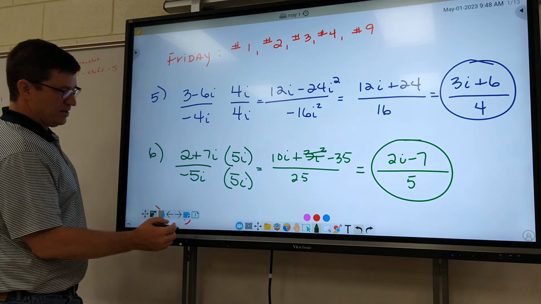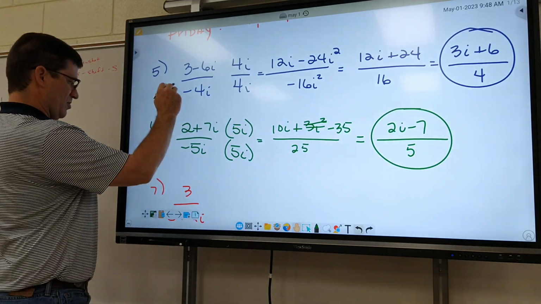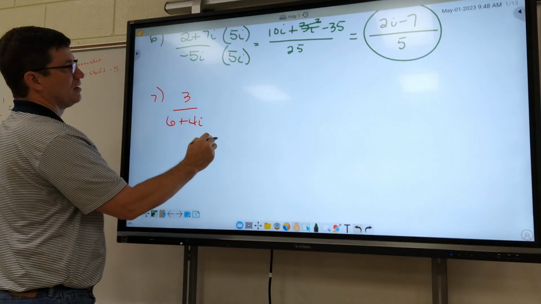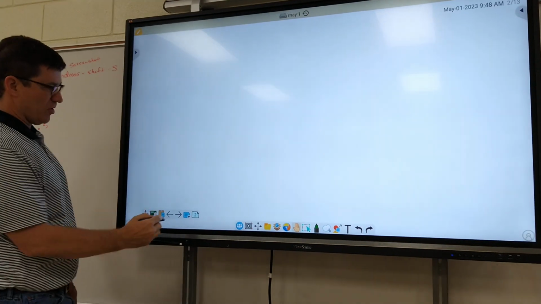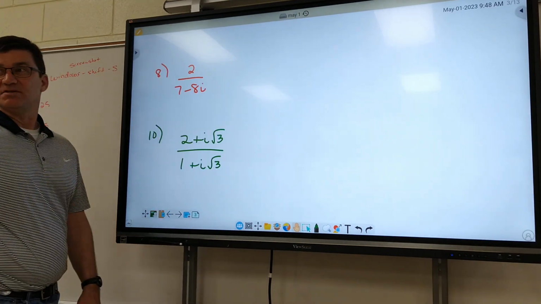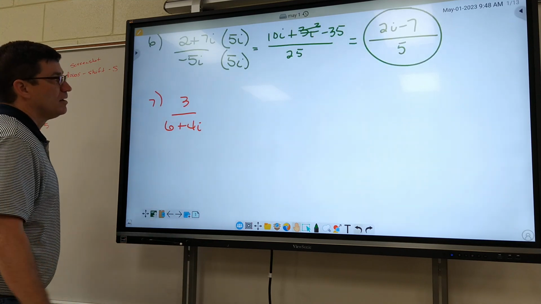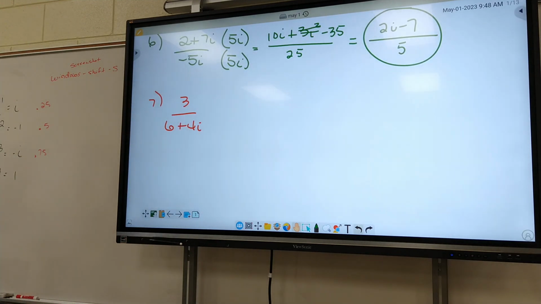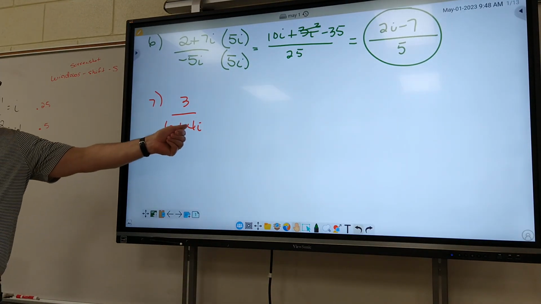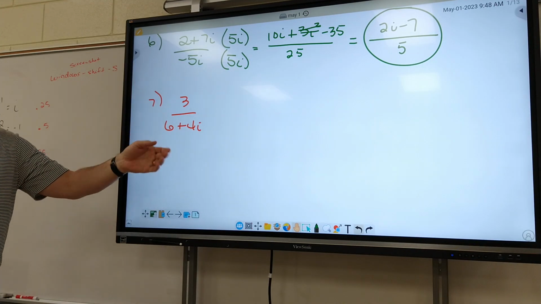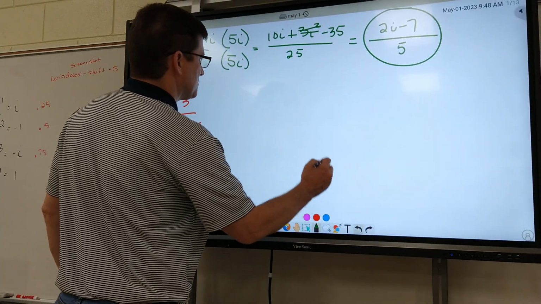Those were really easy and basic. Let's look at number 7. We're going to do 7 for you guys that want to work ahead, then we'll do 8 and 10. All right, so look at 7. It's a little different. What's going to be the conjugate or the opposite of the bottom this time? Yeah, you only flip the sign on the 4i. You don't flip the sign on the 6. So it'd be 6 minus 4i and 6 minus 4i.